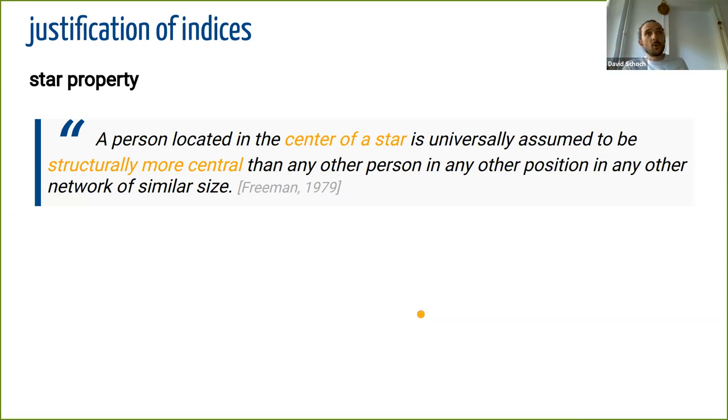But if there is no real established theoretical way of defining an index, how is it done? If I write a paper and I have a new index, how do I justify that the index is supposed to be an index? What has been done a lot here is invoking an argument from Freeman, who said that a person located in the center of a star is universally assumed to be structurally more central than any other person in any other position in any other network of similar size. So what people do is they apply the index to the star network and say, okay, look, the most central node is the center. According to this index, we have fulfilled this property.